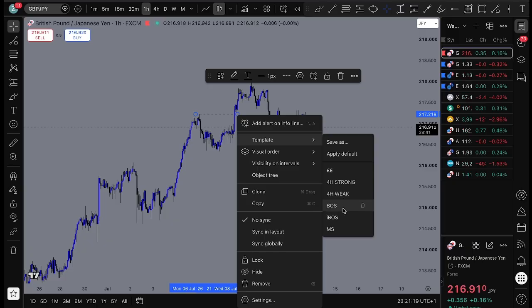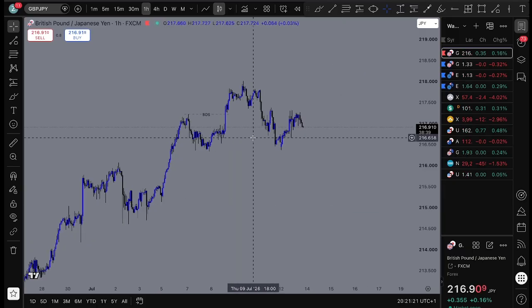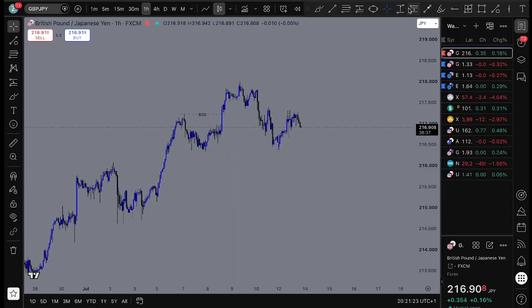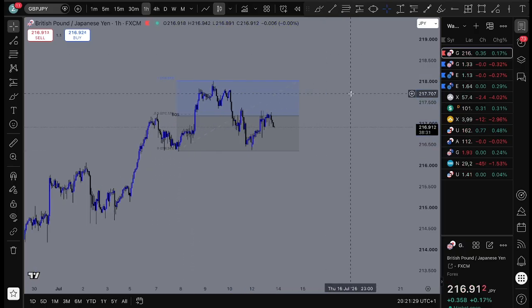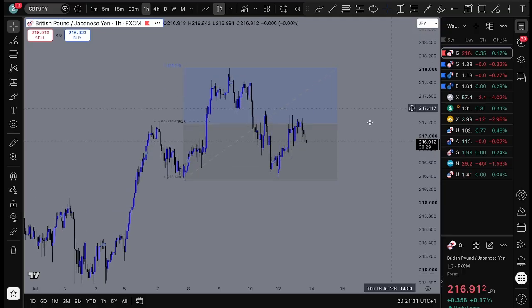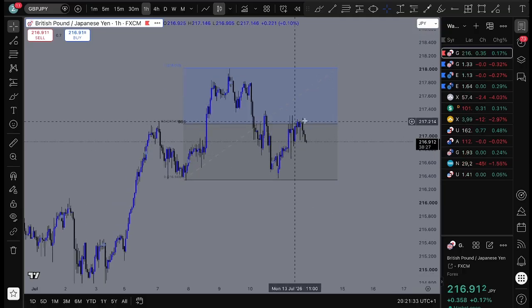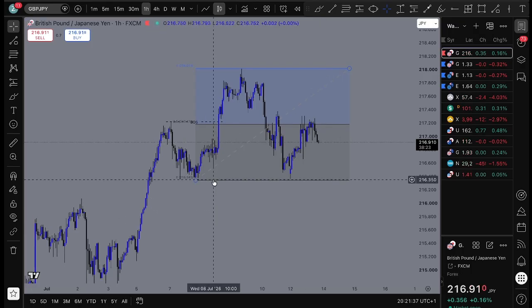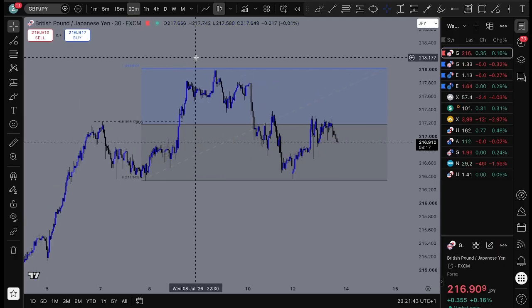So, simple break of structure, so you mark from that low all the way to that high. So there's your premium, there's your discount, and that's your equilibrium. So currently we're near equilibrium. We've made 2 equal lows down here in the hourly, so we'll be looking for either a breakthrough or a liquidity sweep potentially to buy back up.